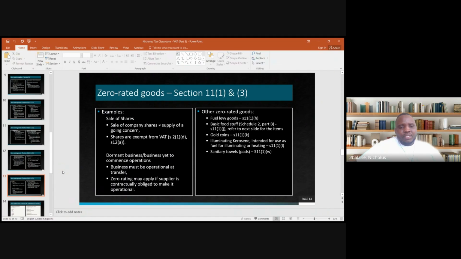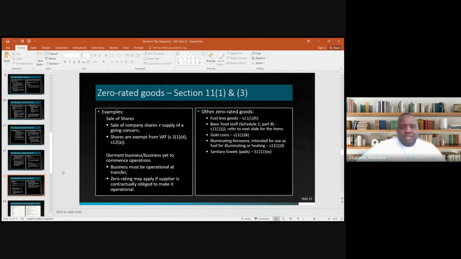Then dormant business or business yet to commence operations. I think already you can tell that this cannot be a zero rated supply, right? Because the business is not yet operational, right? So you're not selling any income earning activity there. So the business at the time of transfer is not an income earning activity, right?